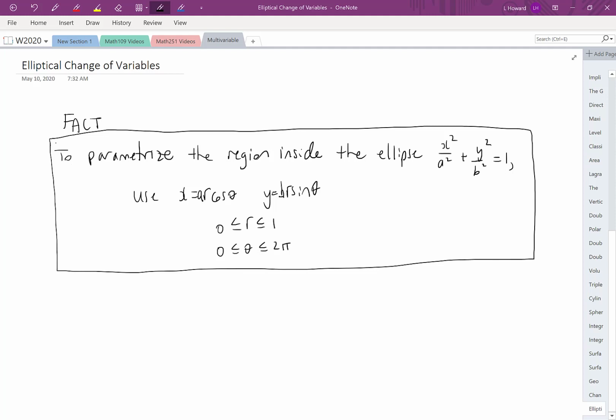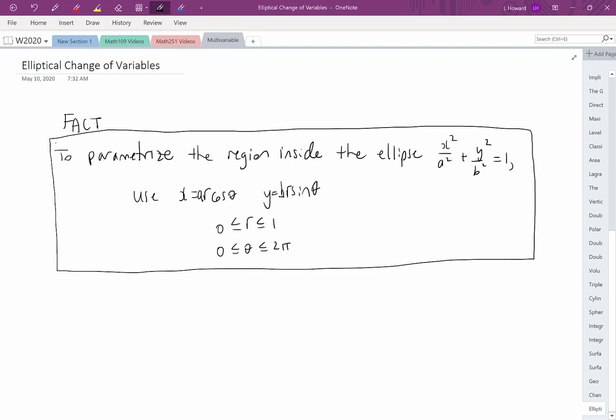In this video, we're going to talk about elliptical change of variables. So let's jump right into our fact and we'll try to understand what we're doing here. Let's say we want to describe or parameterize the region inside the ellipse x squared over a squared plus y squared over b squared equals 1.